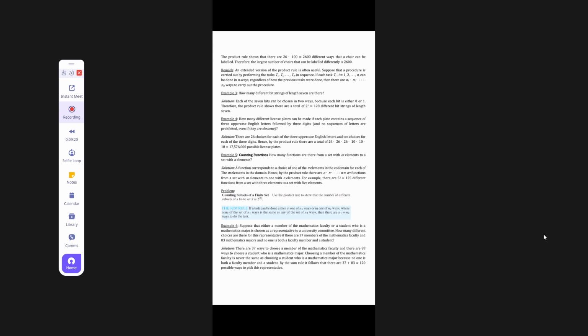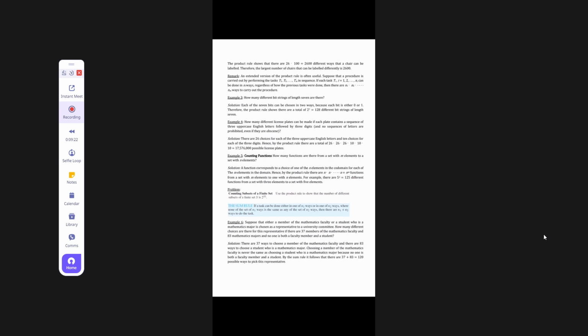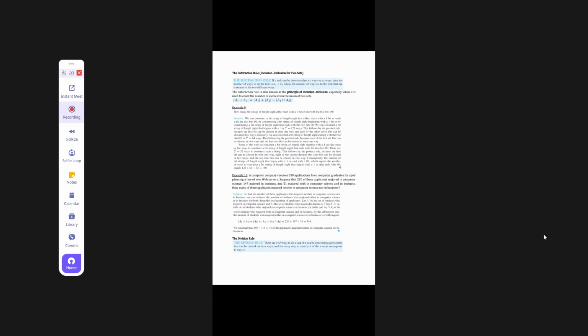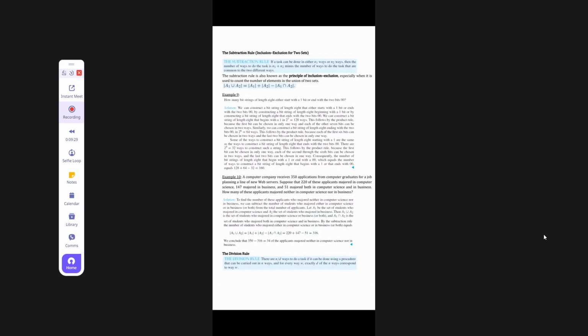The more general version of the same addition rule is the subtraction rule, also known as the principle of inclusion-exclusion. This is, however, not the general rule.